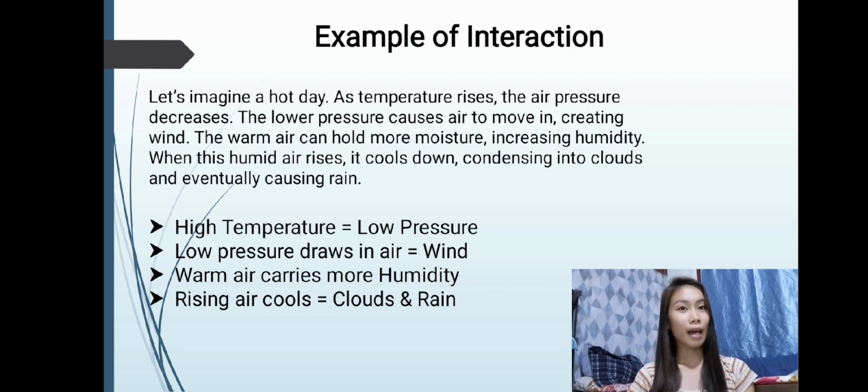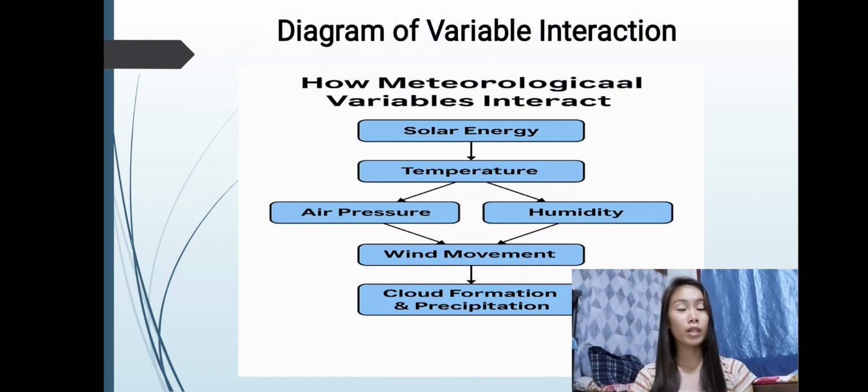So to better understand, I have here a diagram showing how meteorological variables interact. First, solar energy hits the Earth's surface, increasing temperature. Rising temperature causes air pressure to drop and increases the humidity as warm air holds more moisture. Differences in air pressure generate wind. Wind transports air masses with varying temperature and humidity, leading to rising air, cloud formation, and precipitation.